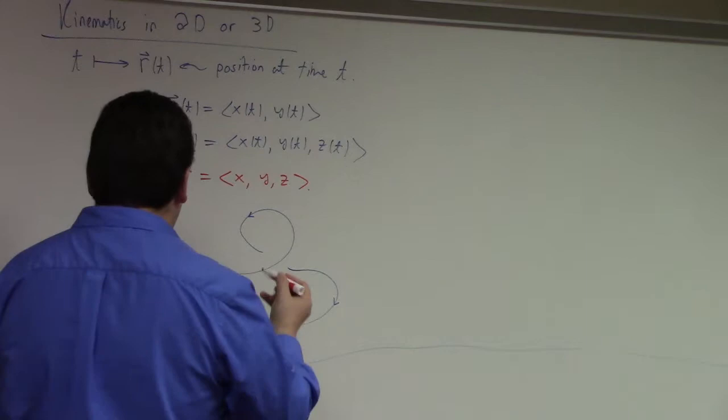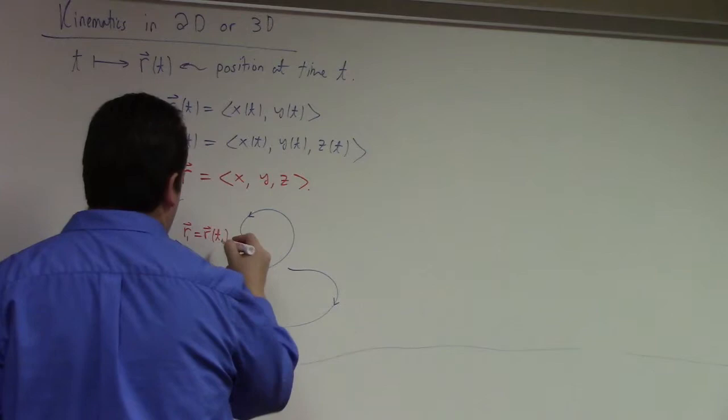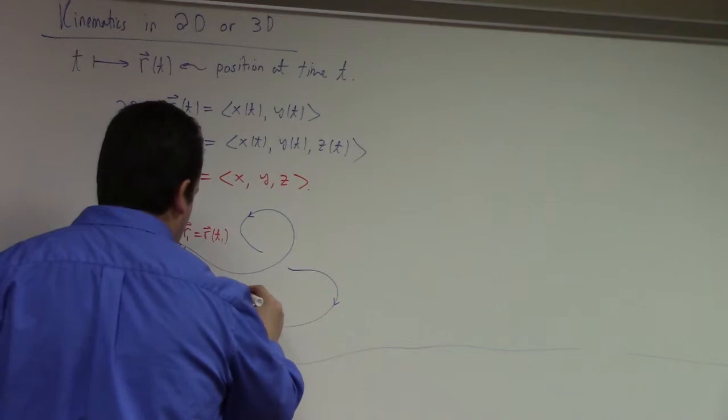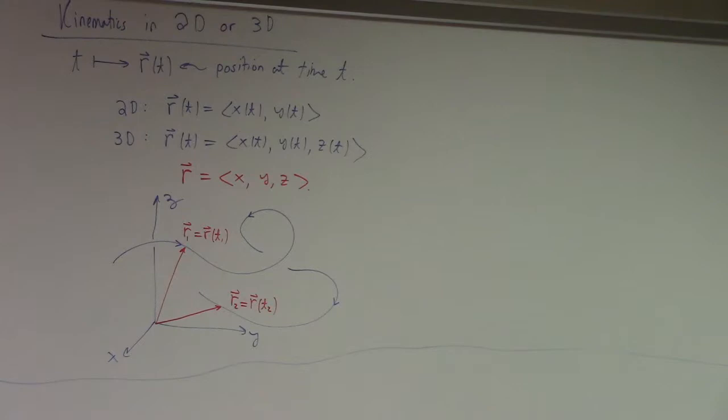So you could look at two different times. Okay, you could say r of 1, so position 1, that would be r of t1. And then you could look at position 2 for this particle that's in motion, r2, which would be r of t2, some particular time where you reach that position, right? And given two different positions at two different times, you can ask about the so-called what between these two positions?